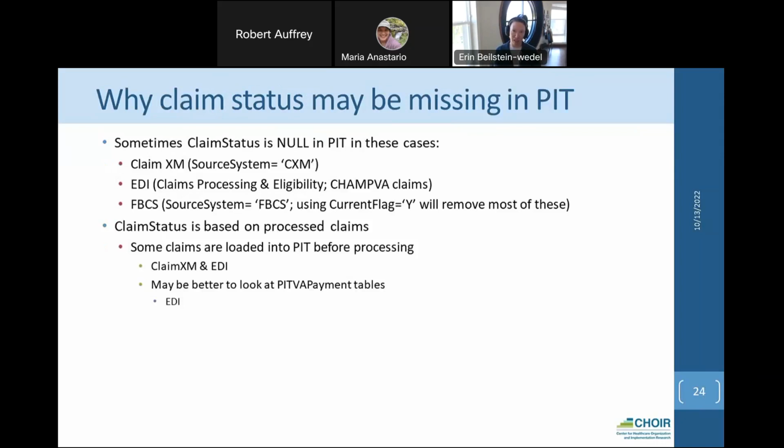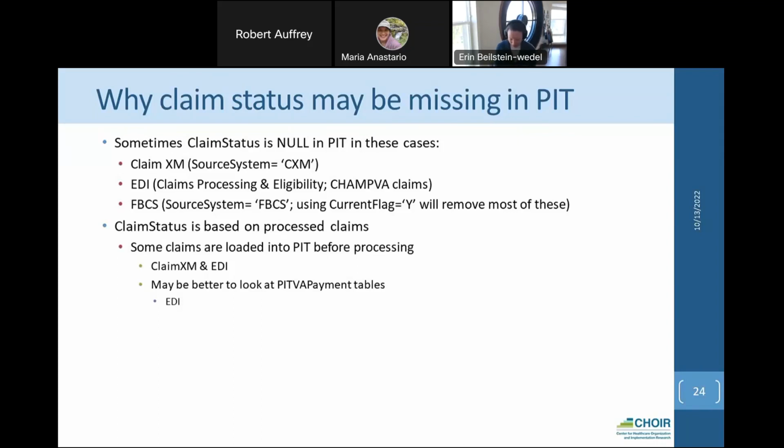Some people have also noticed that the claim status, for people who are trying to dedupe the resubmissions by using paid, accepted, or approved claims, might be missing in PIT, and this one threw me for a loop for quite a while. It's missing for these three specific sources: claim XM, EDI, and FBCS. Those are where we see just a null value for claim status, which is really not helpful.